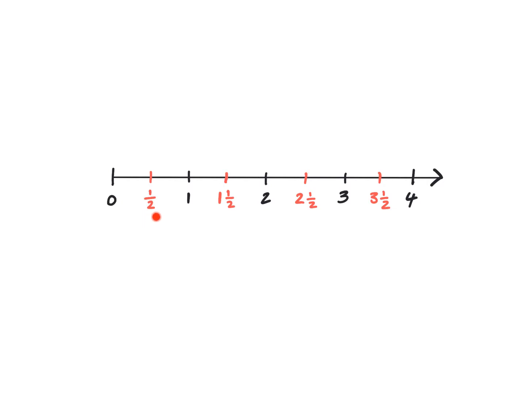Alright, well, how'd you go? So that's a half, and that, because that's 1, obviously that's going to be 1.5. If that's 2, that has to be 2.5. If that's 3, that has to be 3.5, and so on.